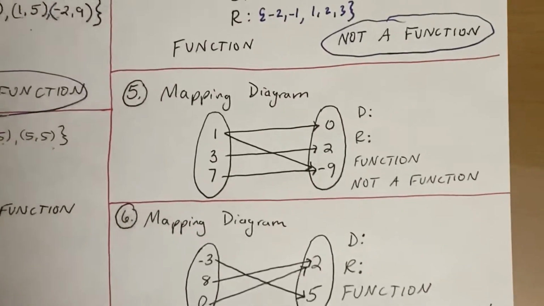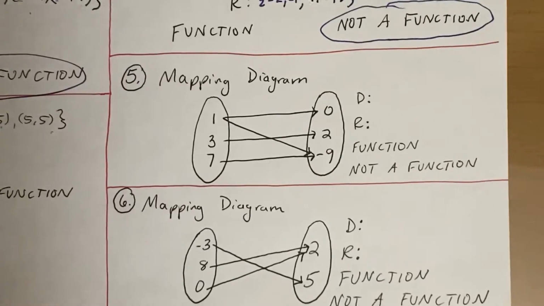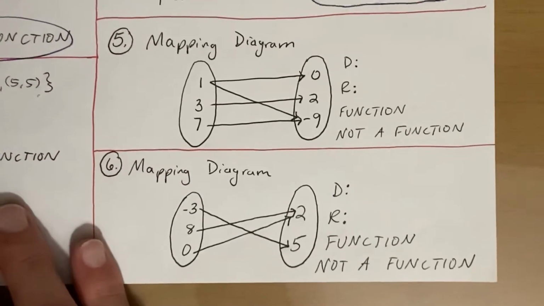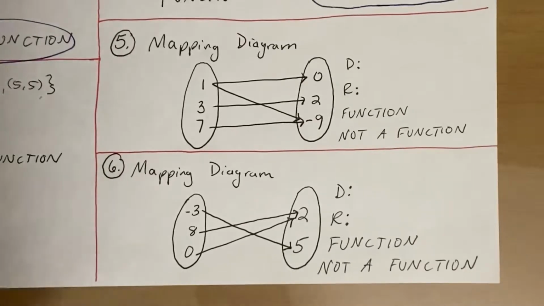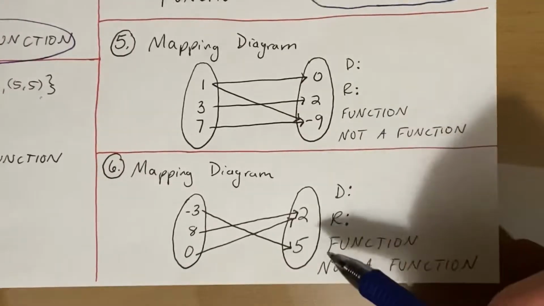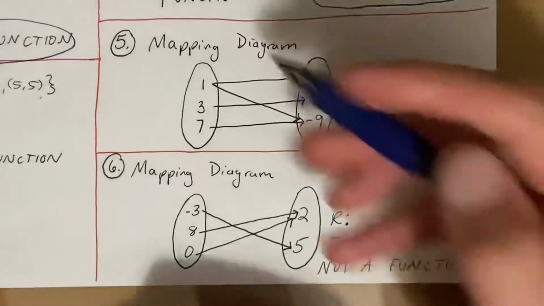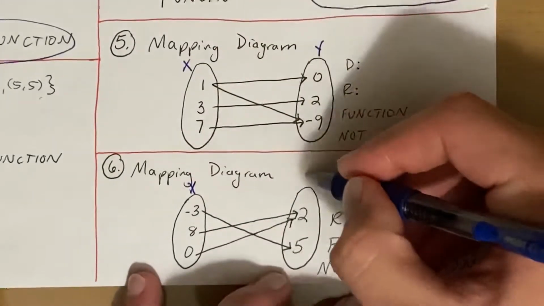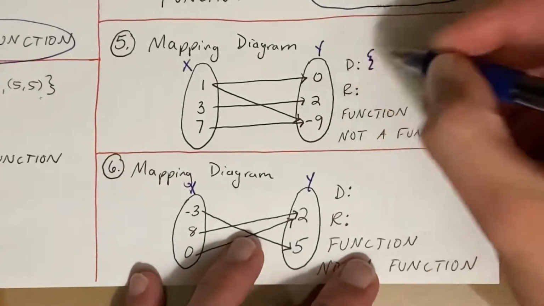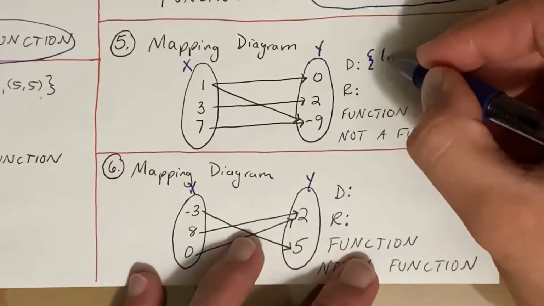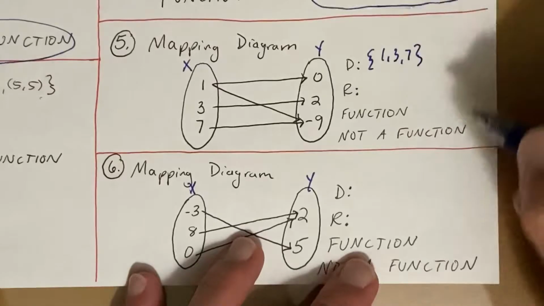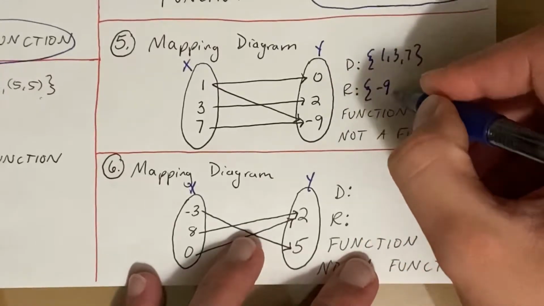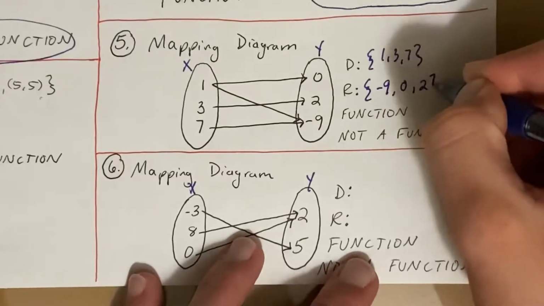Okay, now let's look at 5 and 6. 5 and 6 are mapping diagrams. There's a little trick to identifying if a mapping diagram is a function or not. But first, let's just look at the domain and the range. Whenever they give us a mapping diagram, our x coordinates will be on the left, our y coordinates will be on the right. So our domain here, we would have 1, 3, 7. And our range, write them in order: -9, 0, and 2.